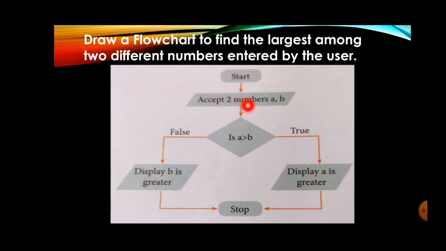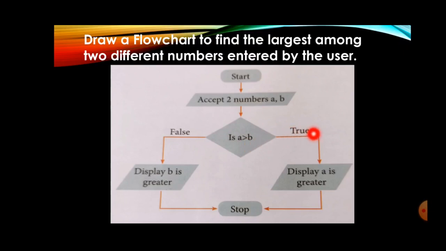The second step will always be input. So accept two numbers A, B, or you can write input two numbers A, B. That will also be correct. Now the third step will be the decision box, the rhombus or diamond shaped. So what is the condition? Is A greater than B?